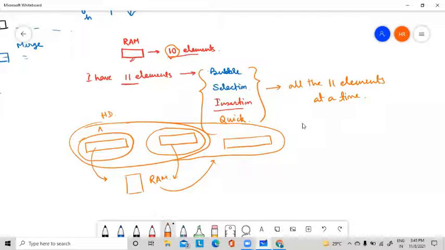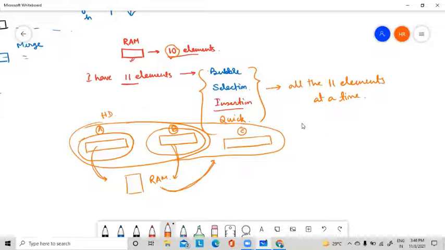These are the two sub-arrays. One is A, another is B, and after merging these two, we will get C. All these three arrays are in the hard disk. So how are we using the RAM? We are just taking one element from the hard disk, comparing it with another element in the B array, then according to its size, I will put it in the array C, which is again in the hard disk. So no limitation of RAM will hamper this merge sort.